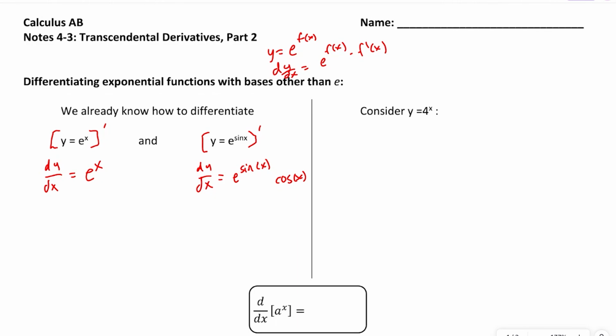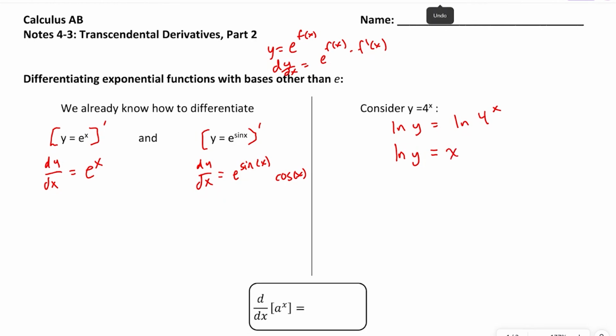So if I were to take the natural log of both sides, that would allow me to use a property that we commonly use when solving exponential equations, and that's the power property, which allows me to rewrite a logarithm that has an exponent in the argument as a coefficient. So I can rewrite this as x times natural log of 4. And so now natural log of 4 is just a constant.